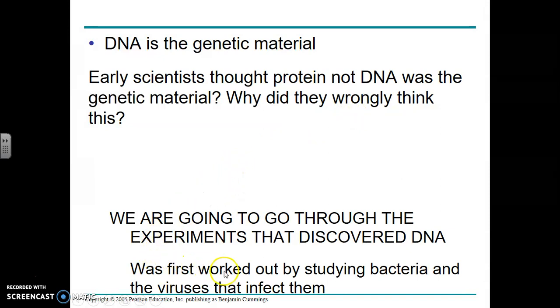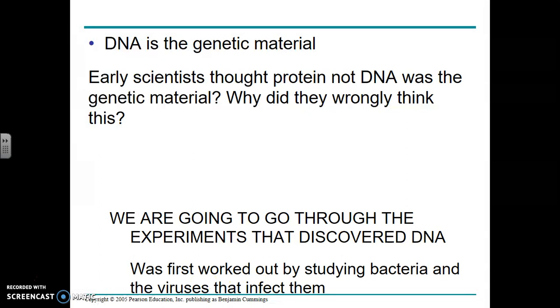And the experiments that we're going to look at study bacteria and the viruses that infect them. One thing that scientists knew at the time is that viruses, when they infected bacteria, injected their genetic material into them. But they did not know what that genetic material was.